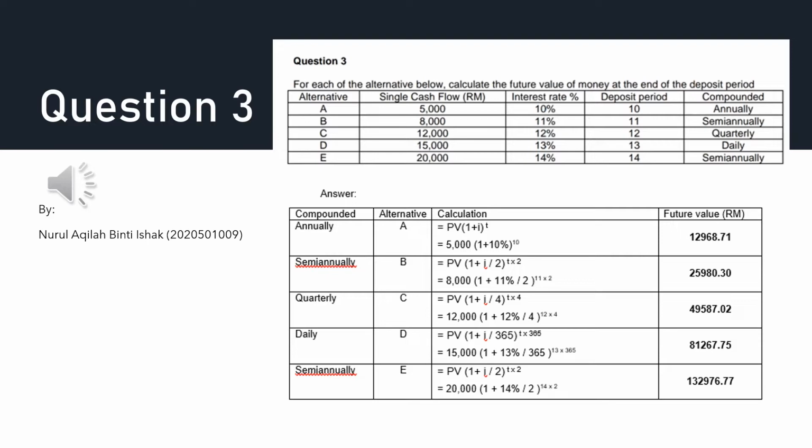Lastly, the answer for alternative E, that is compounded semi-annually, with the formula of calculation stated, we will get the future value of 132,976 ringgit and 77 cent.